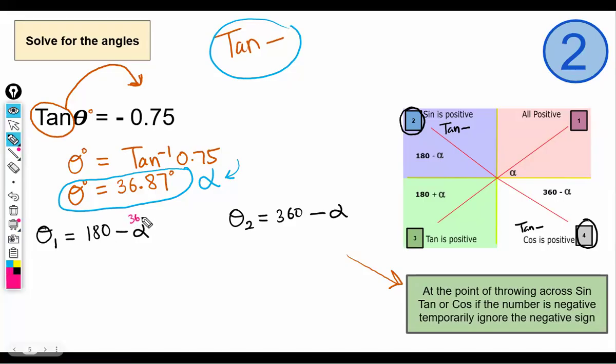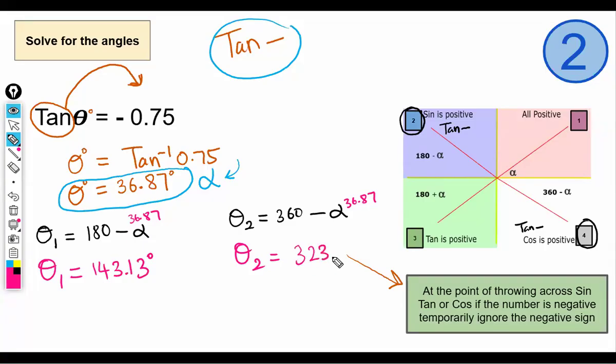So 36.87 here and 36.87 here. Theta 1 and theta 2. I hope you get these 2 answers. 180 minus 36.87 is 143.13. 360 minus 36.87, and this one here is 323.13 degrees.